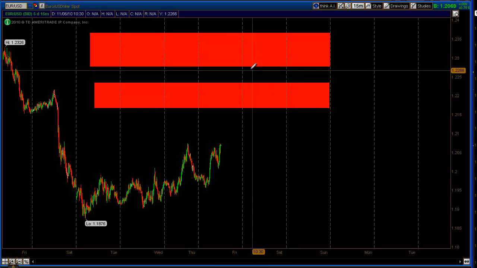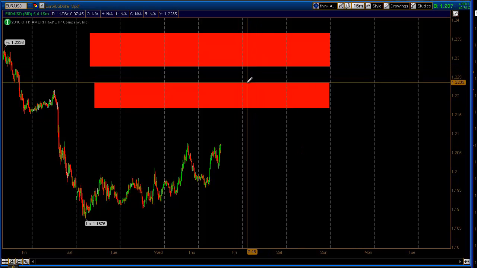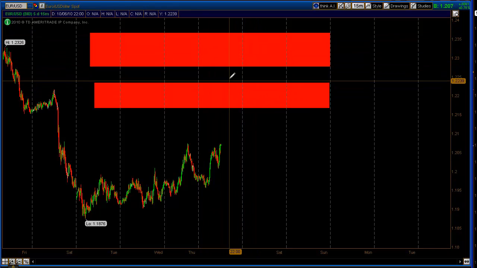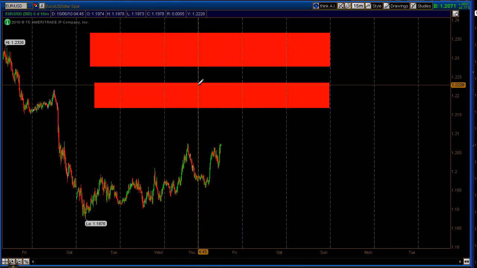So if you're going to play this thing, watch out here because it could come very quickly if stops get hit, could come very quickly right through there. Okay? Just be aware that that is the problem when you get two of these things so close to one another. Now let's talk about targets.